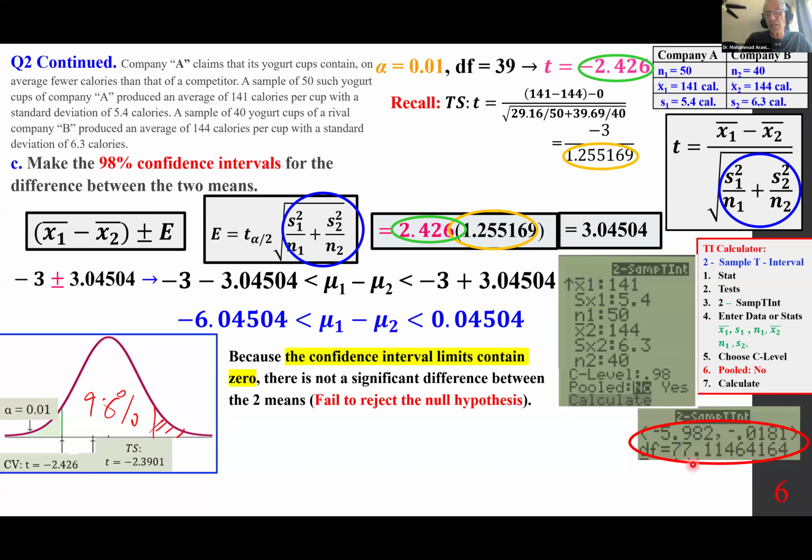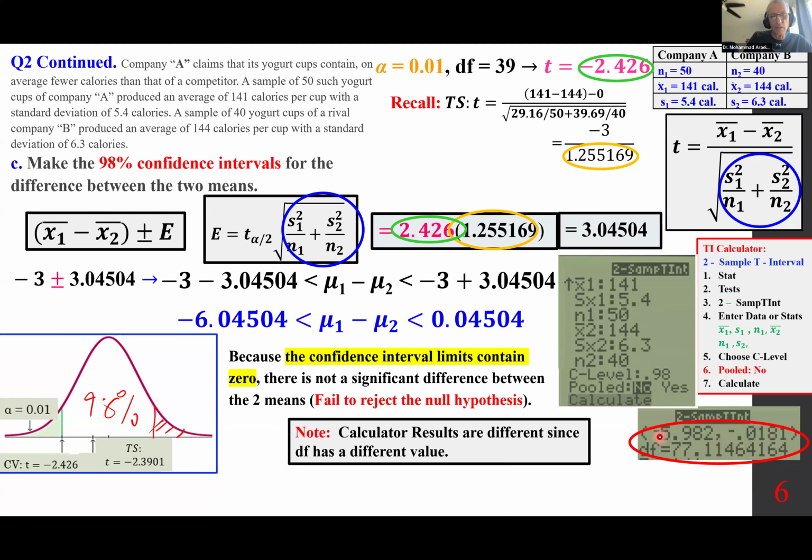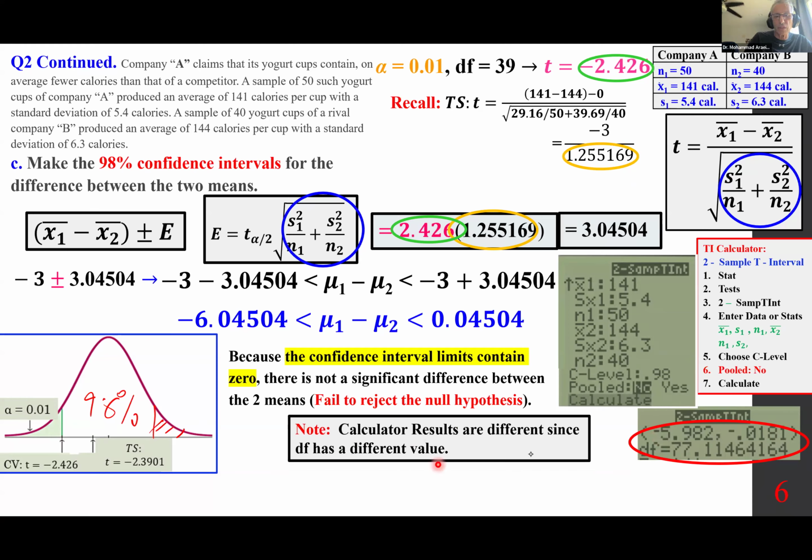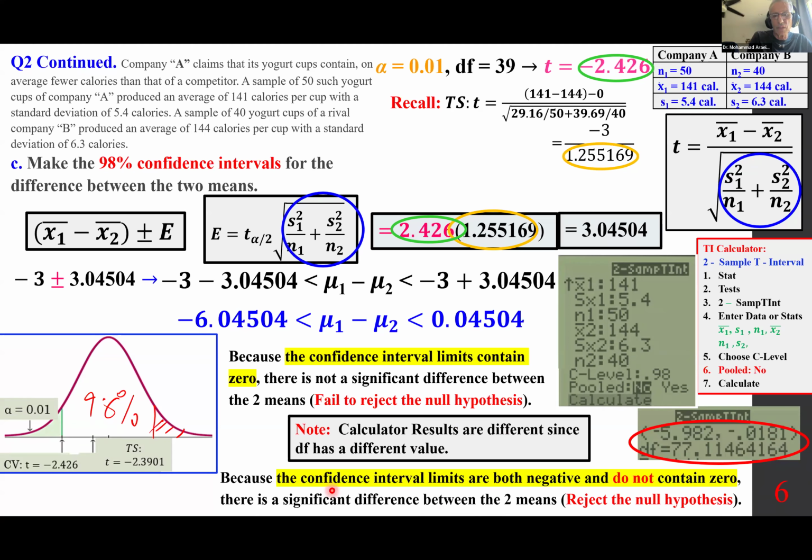And again, for degrees of freedom, I hope you remember in the previous page, we had this, which was calculated using the complicated formula. df was (a plus b) quantity squared over a squared over n1 minus 1 plus b squared over n2 minus 1. That was the formula, that's why we use that. And so the calculated results are different since df, degrees of freedom, has a different value. Because the confidence interval limits are both negative and do not contain 0, there is a significant difference between the two means. Reject the null hypothesis.